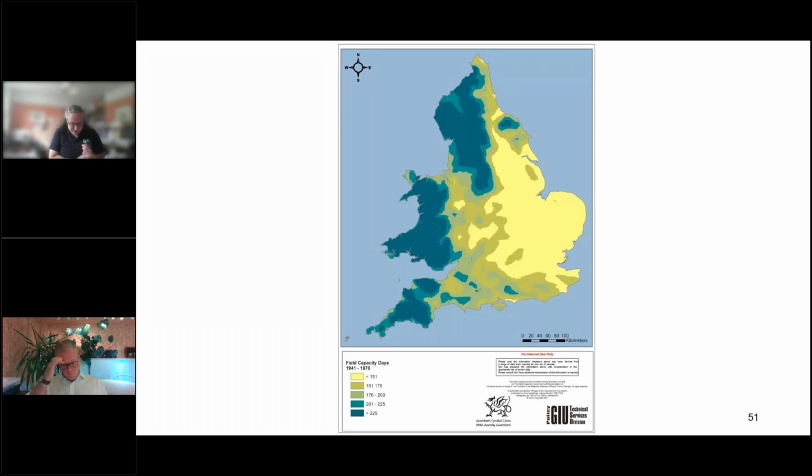And this one shows the field capacity days. This is the number of days that the soil is at moisture. The field capacity is maximum, and so it's saturated. And so the land in the east has lower field capacity days than the land in the west and north.